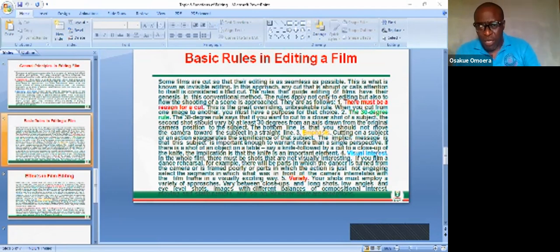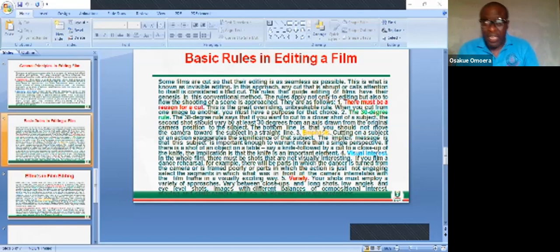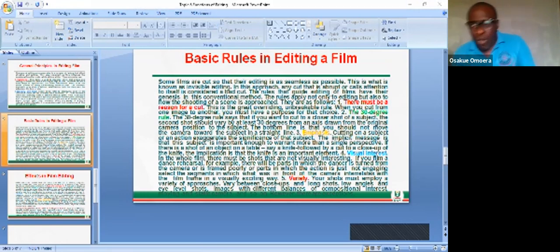And of course, the fifth, which is the last but not the least here, is variety. Your shots must employ a variety of approaches. It can vary between close-ups, long shots, low angle, and high angle shots. Images with different balances of compositional interest are likely to be enthralling, are likely to be moving to the extent that the audience will fall in love with them.